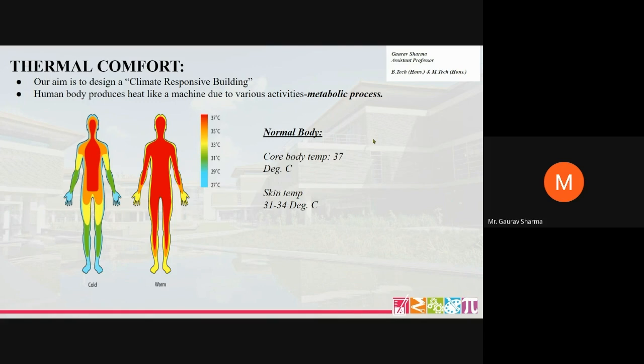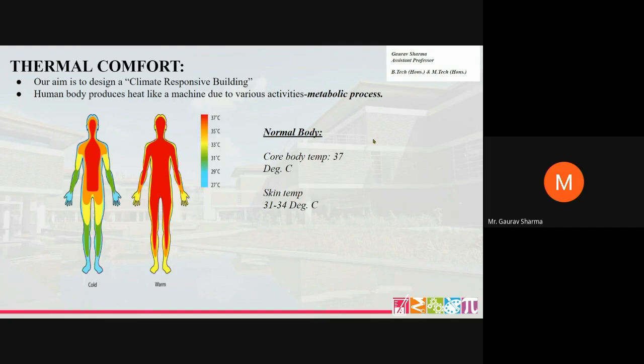While we were studying the humidity parameter, I told you one thing, that our body has to work, has to release energy, has to gain energy. That process goes on, and due to that process, heat is produced. So it is the basic function of our body that it produces heat, right?